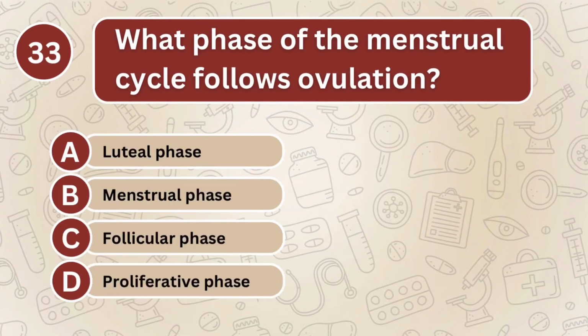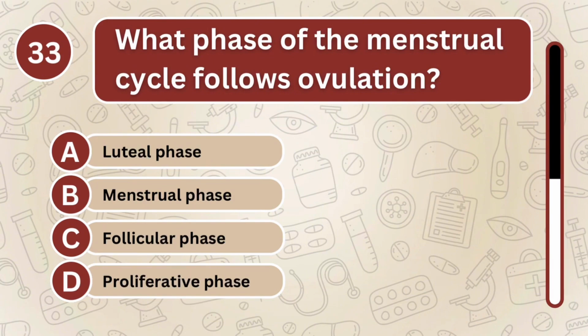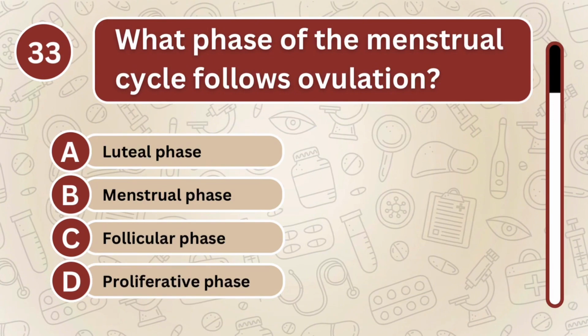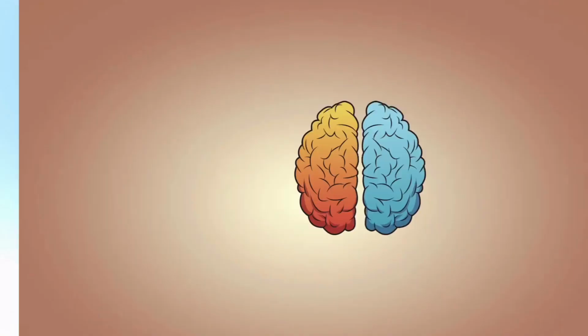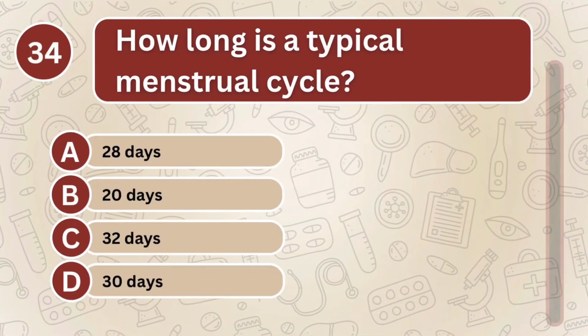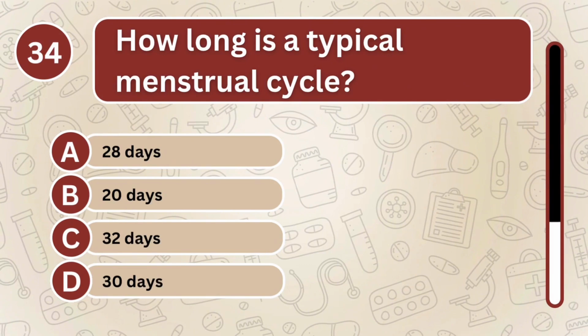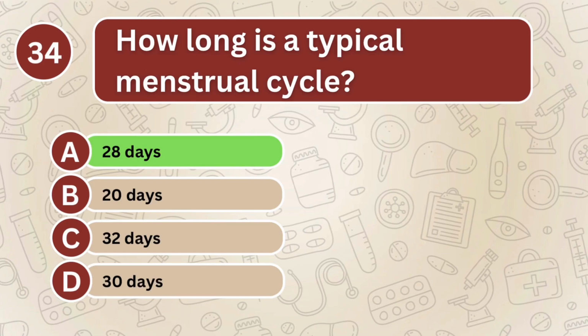What phase of the menstrual cycle follows ovulation? Correct answer is A. Luteal phase. How long is a typical menstrual cycle? It's A. 28 days.